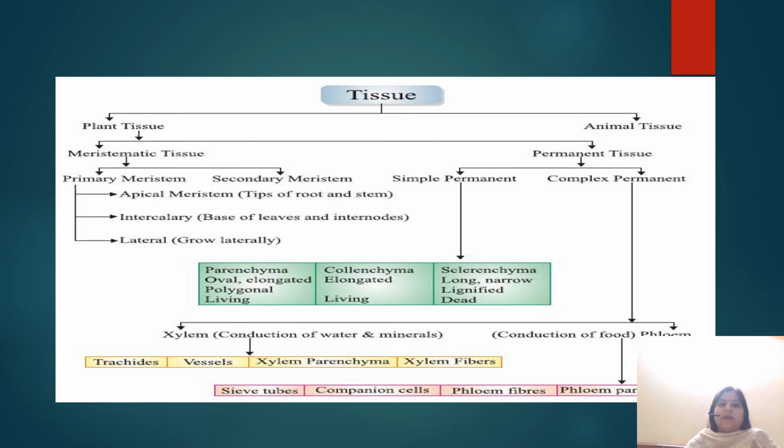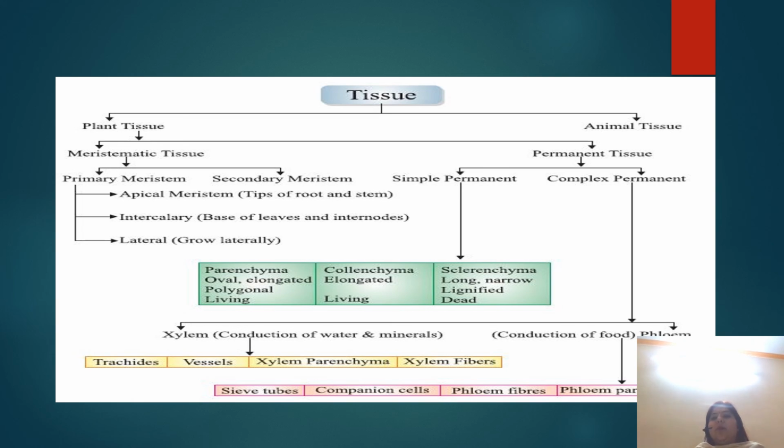So now let's summarize the tissues. We have studied the different types of plant tissues. Meristematic tissue. Meristematic tissues are of three types: apical meristem, which is present in the root and stems; intercalary, which is present at the base of leaves and internodes; and lateral meristem, which grows laterally. Simple permanent tissues are of three types: parenchyma, which are oval, elongated, polygonal living cells; collenchyma, which are elongated and living cells; sclerenchyma, which are long, narrow, lignified, dead cells.